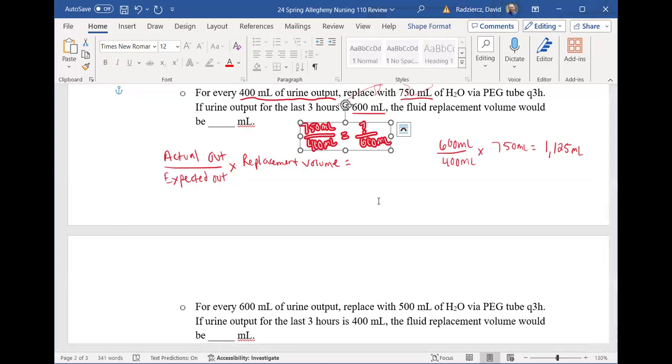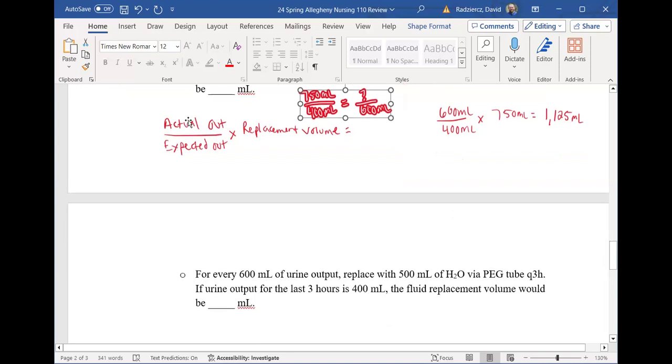The reason I'm using that instead of dimensional analysis is because of all the mLs. There's no way to eliminate mLs unless you subcategorize them as mL out and mL in. That's why I used actual out over expected out, because I'm hoping that makes sense when you guys come back and look at this.